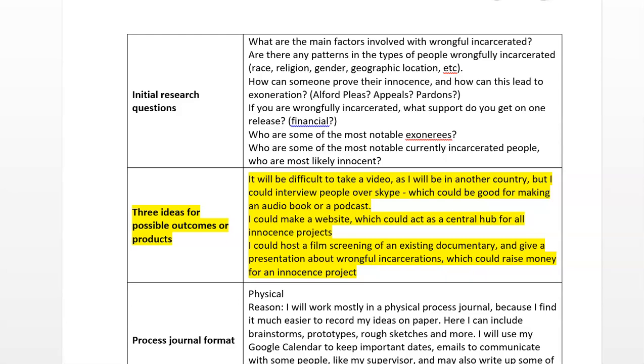Lenny has made it clear which of these may be good or not so good, and he possibly has a favourite, but it's important that you list more than one so you've got a range of options when you come to choose your final product.